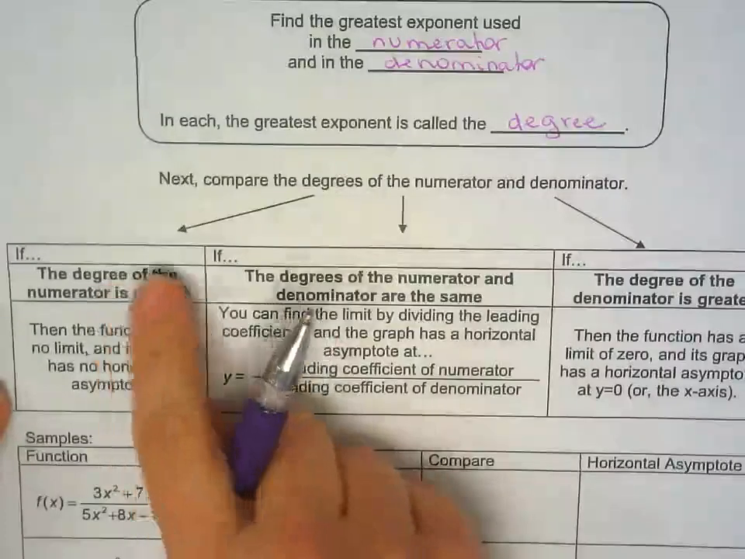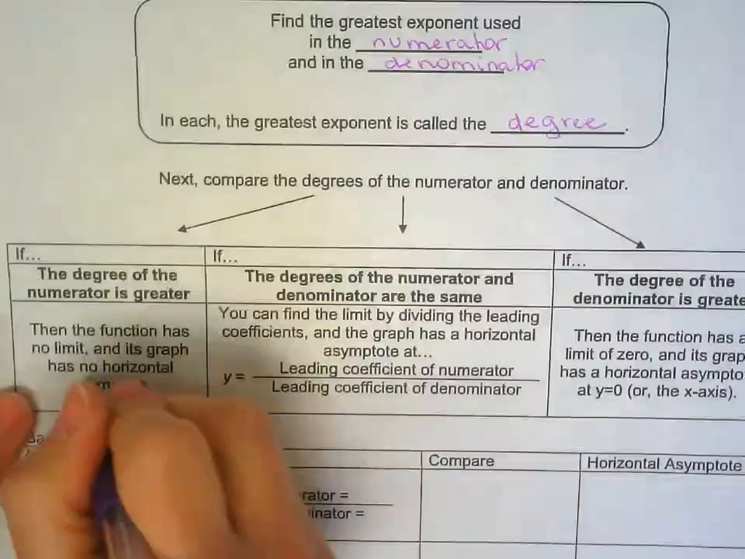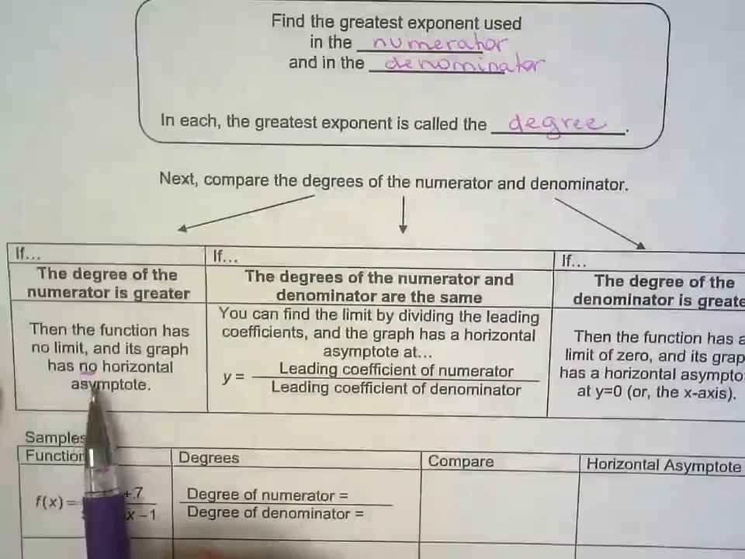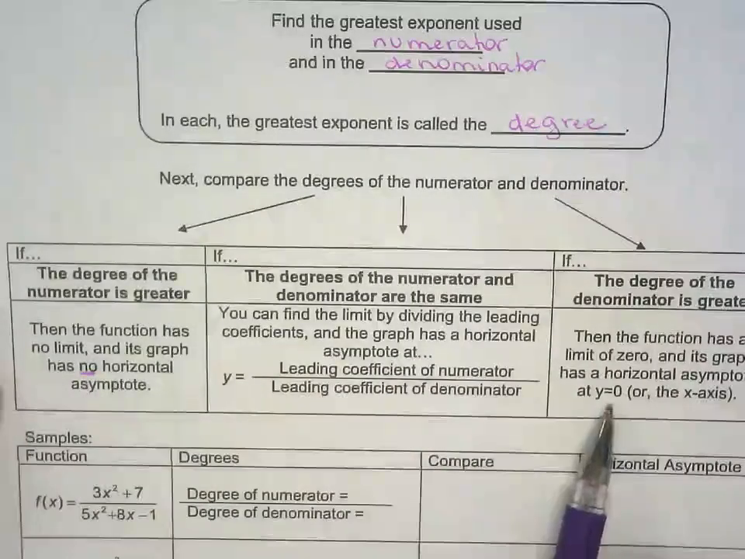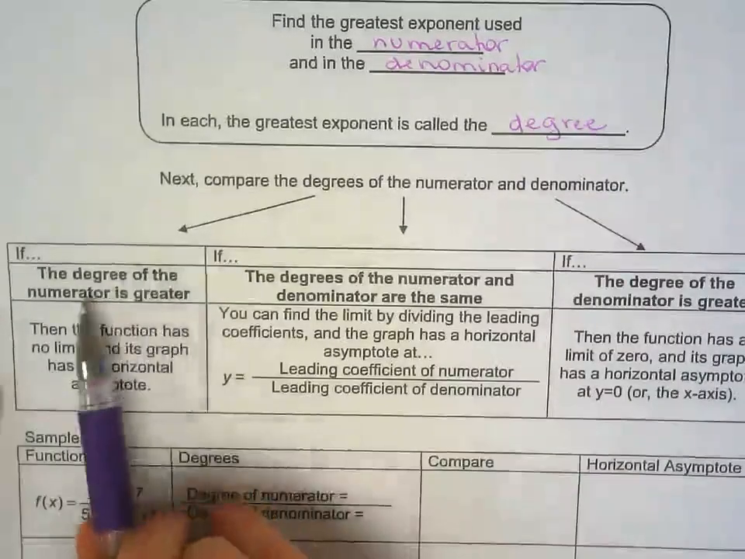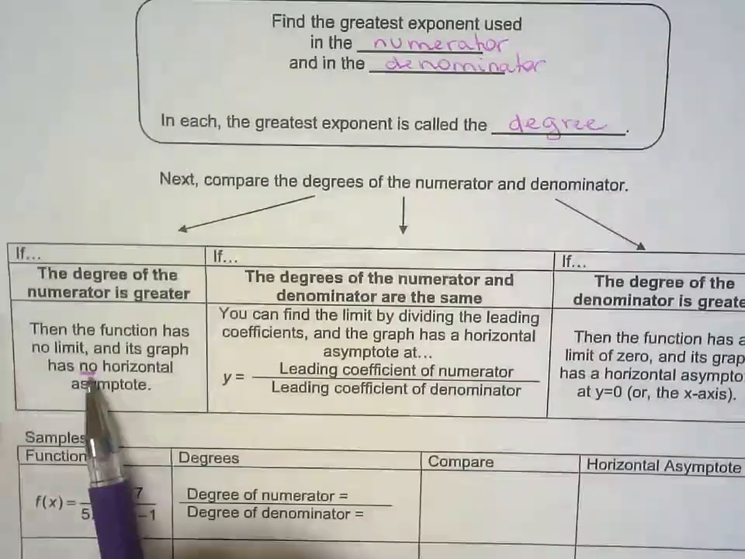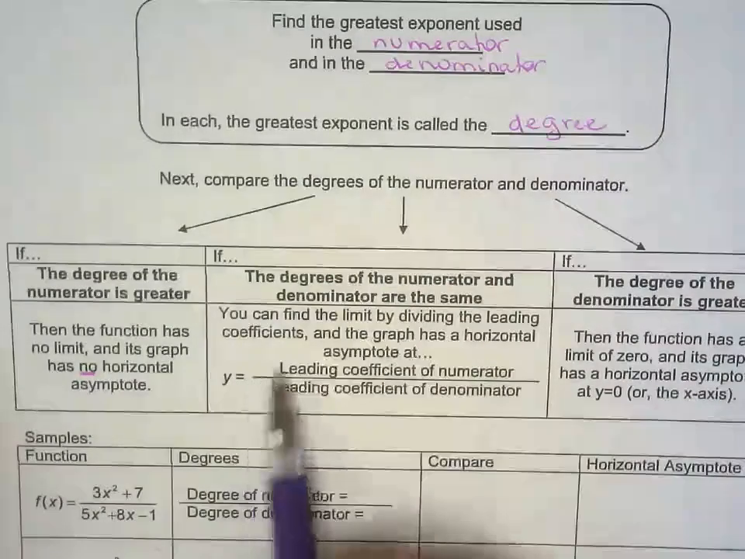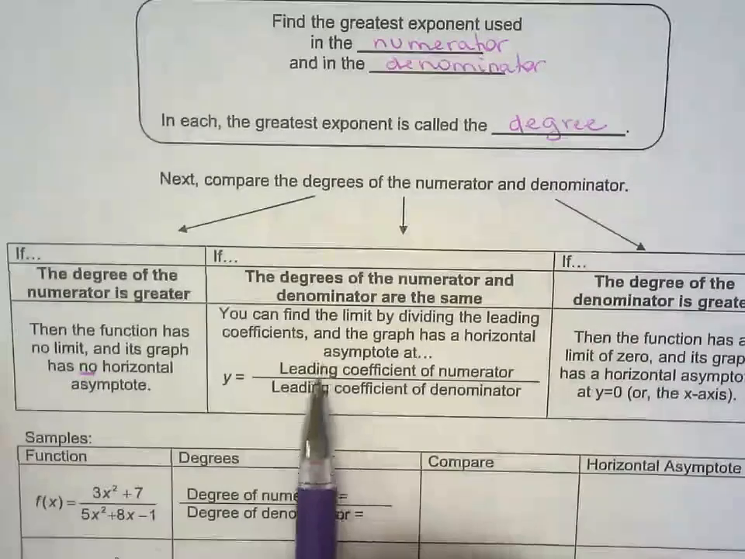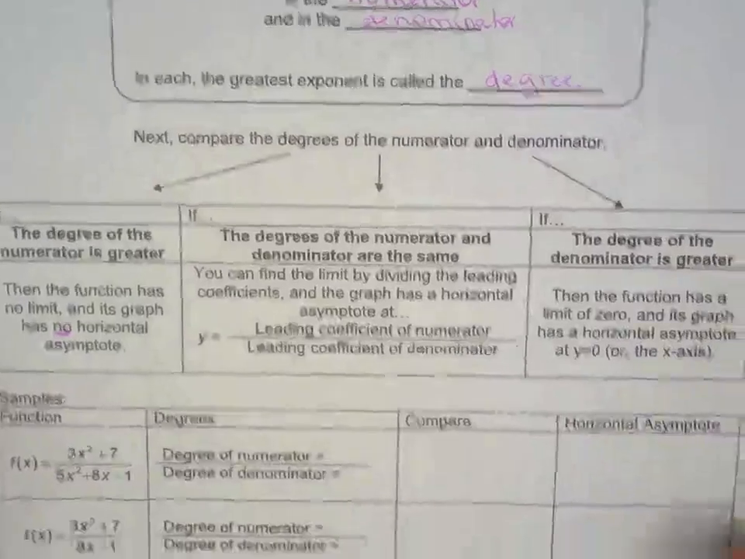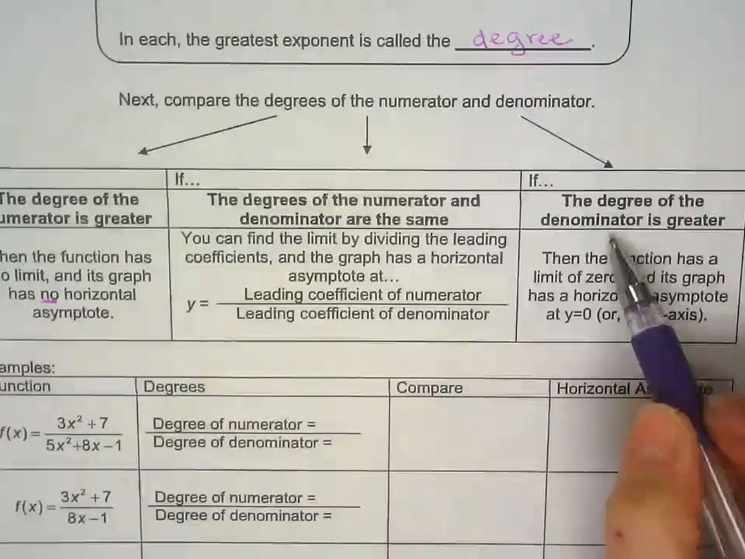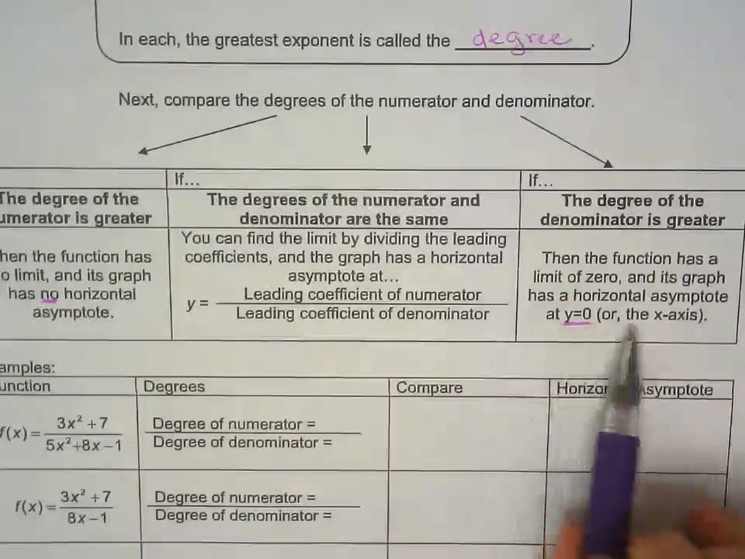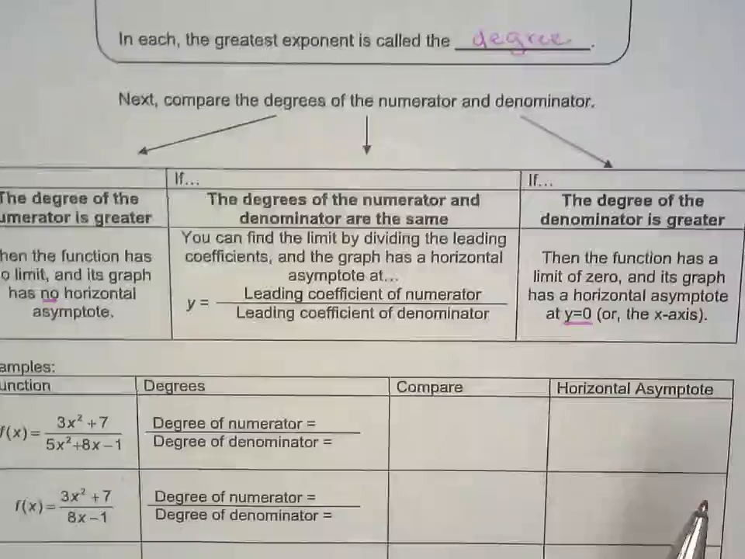So if the degree of the numerator is greater, then we have no horizontal asymptote. Notice that it's "no horizontal asymptote." It's different than 0. Be careful with that. If the degree of the numerator and the denominator are the same, we're going to look at their leading coefficients. It's going to make more sense when I work out an example with you. If the degree of the denominator is greater, then the horizontal asymptote is at the x-axis, or y equals 0.